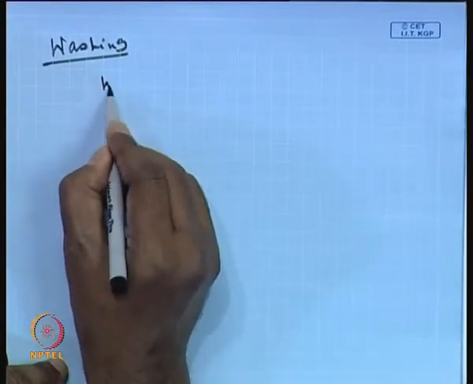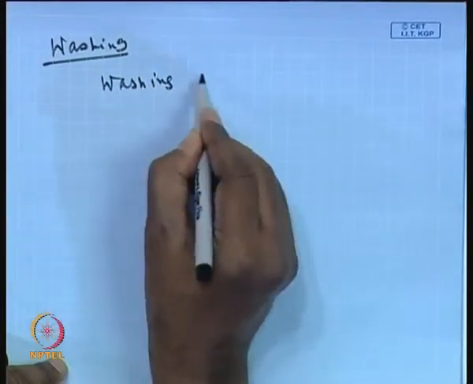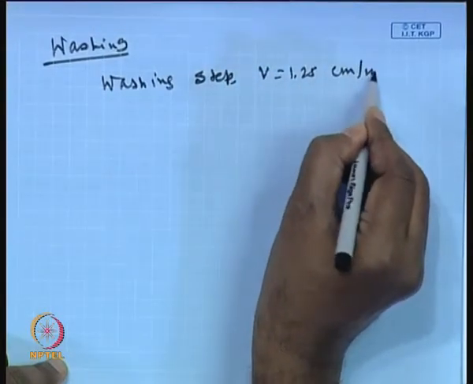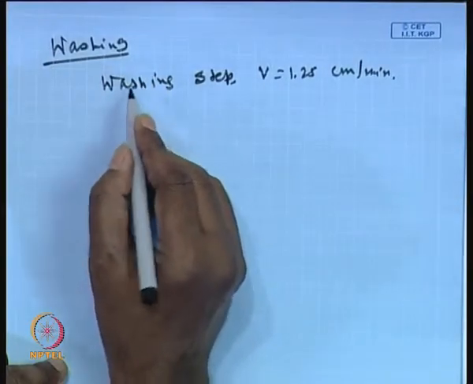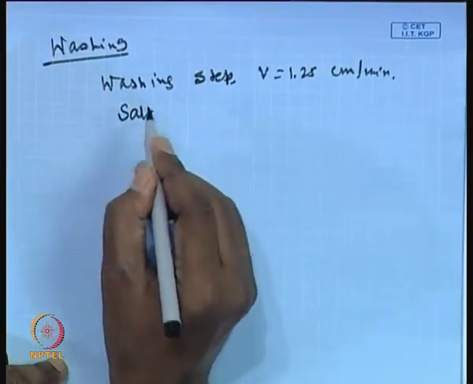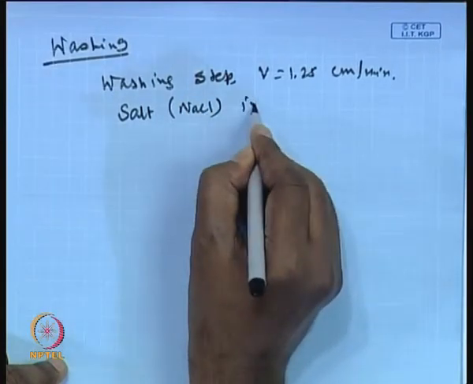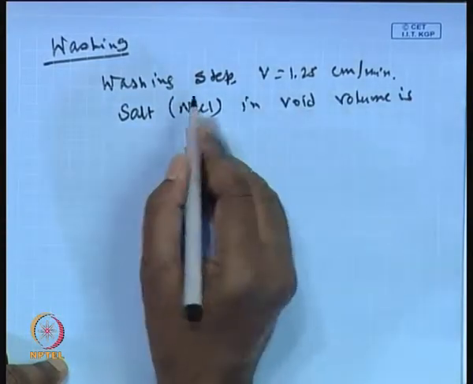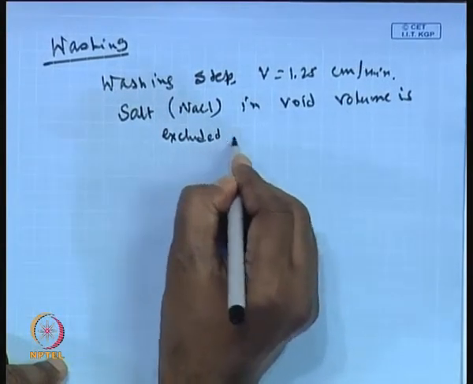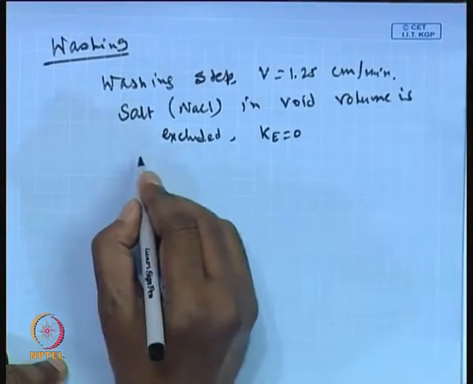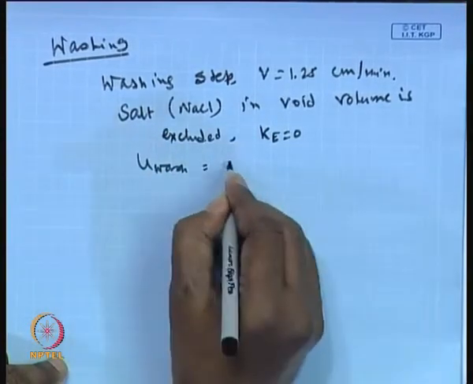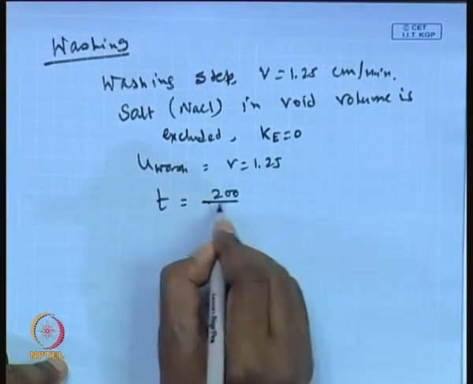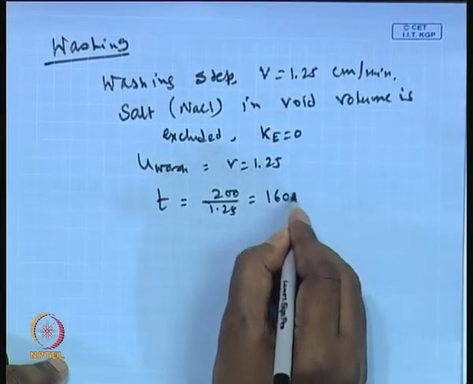The washing step has a velocity V of 1.25 centimeter per minute. Since salt, NaCl, in the void volume is excluded, Ke will be equal to 0 and U wash will be nothing but V, that is 1.25, and the time required is 200 divided by 1.25, which is equal to 160 minutes.